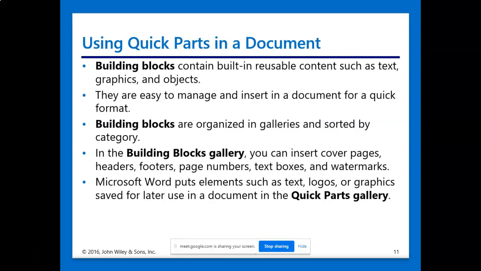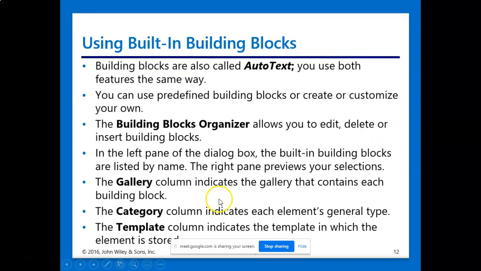Microsoft Word puts elements such as text, logos, or graphics saved for later use in a document in the Quick Parts gallery. And like I said, when I start demonstrating it and you do it in test out, you'll understand exactly what they're talking about. So this is probably something you haven't used on a regular basis, but again, it serves its purpose and it will do you well. So using those built-in building blocks.